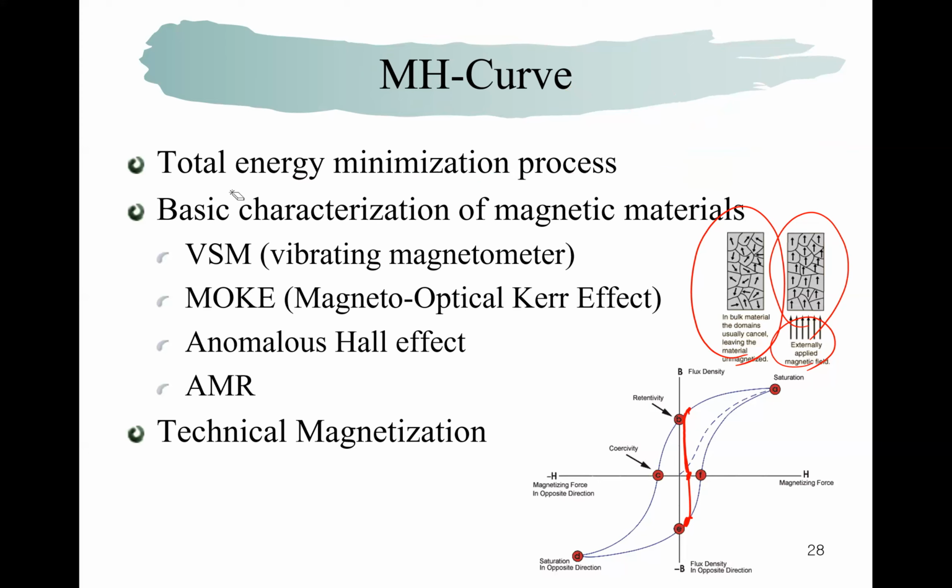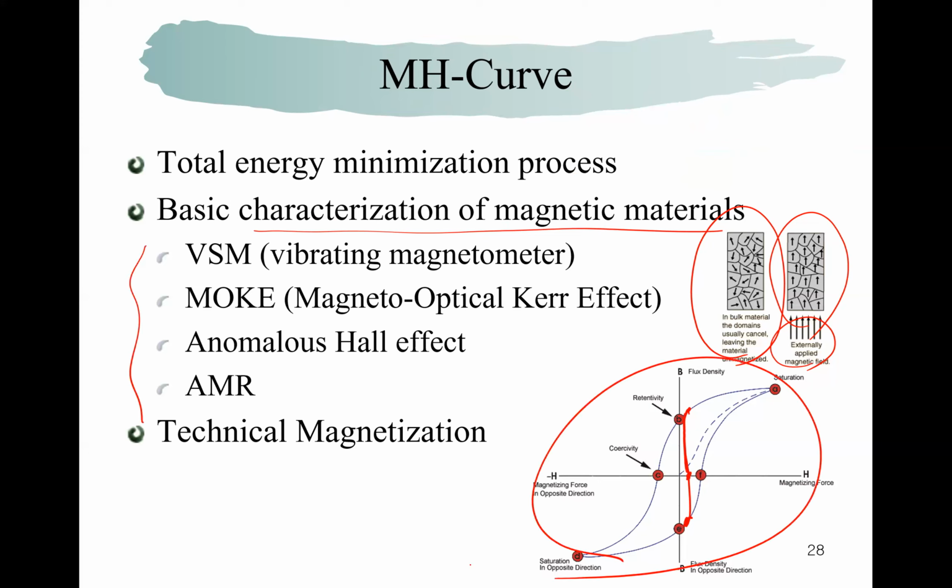Okay. And this kind of hysteresis curve is very important because this curve shows the basic characteristics of magnetic materials. So there are many kinds of techniques to measure this kind of loop shape. And the most famous, most popular one is VSM. This is the vibrating sample magnetometer. You can directly measure the magnetic moment of the samples using the VSM. And they measure actually the magnetic moment directly.